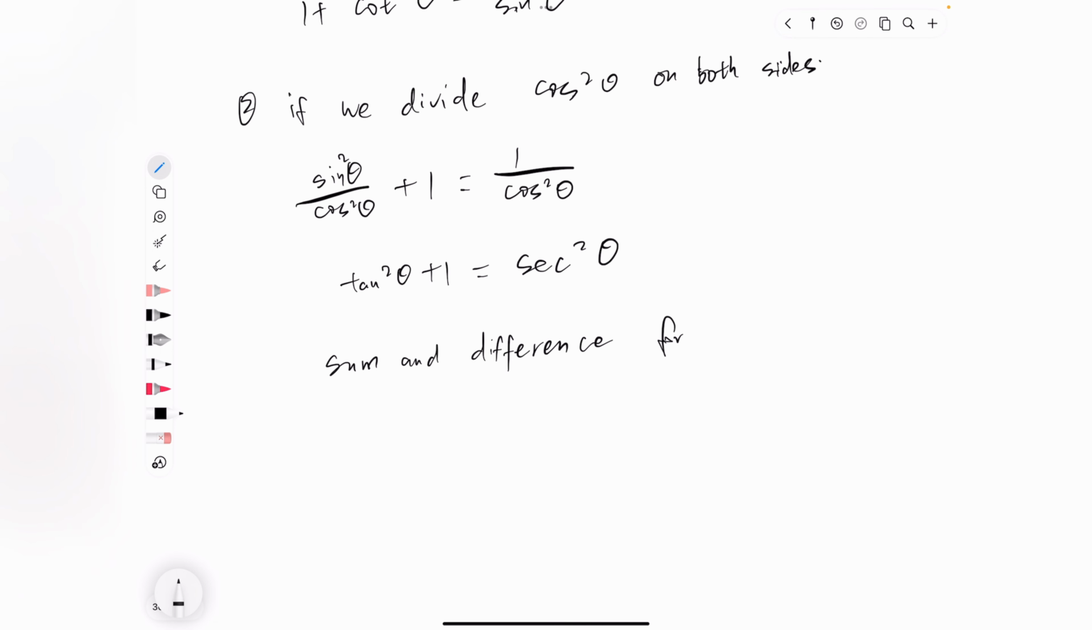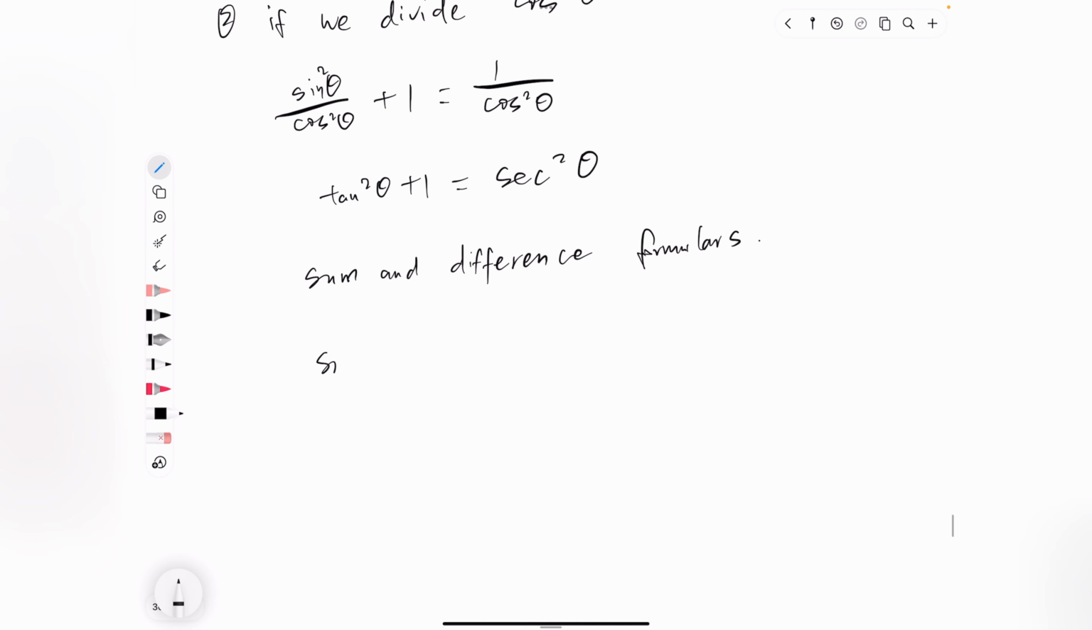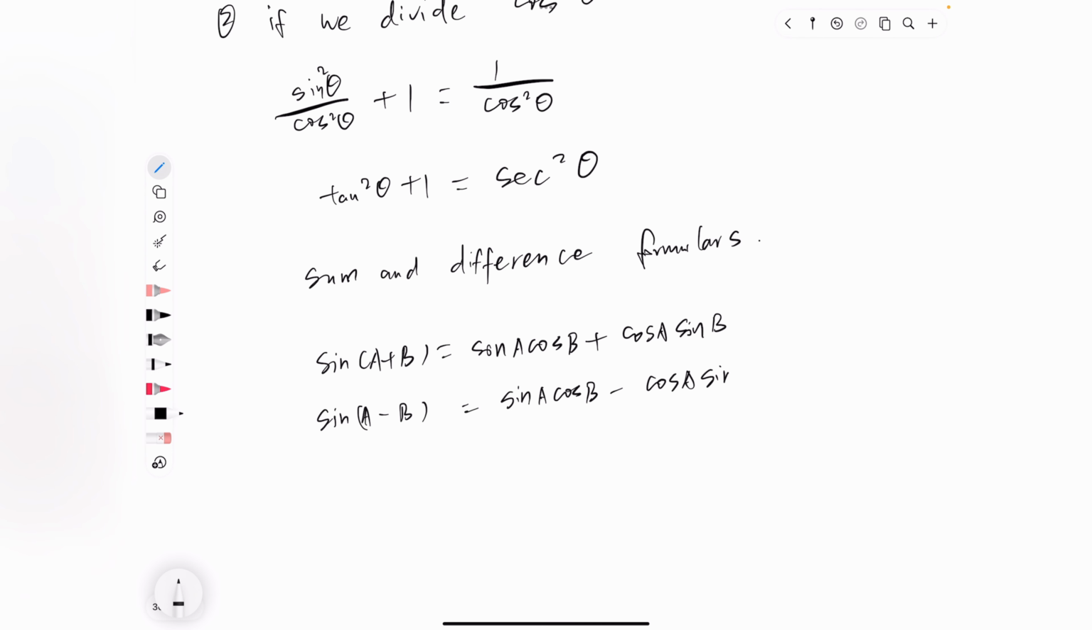Formulas. Let's say sine A plus B equals sine A cos B plus cosine A sine B. If we have sine A minus B, that'll be sine A cosine B minus cosine A sine B.